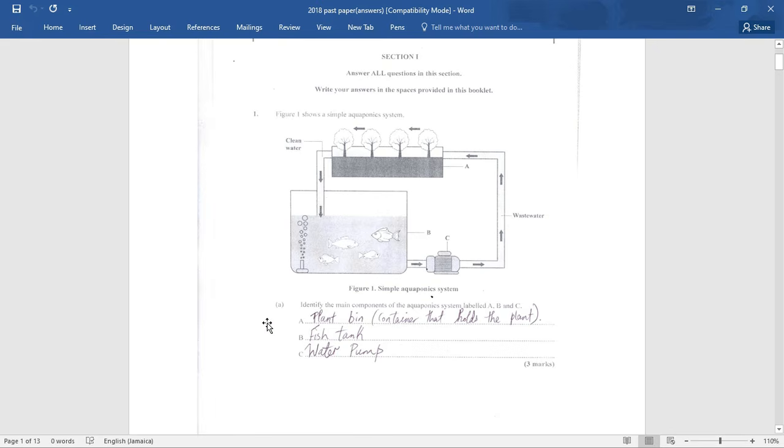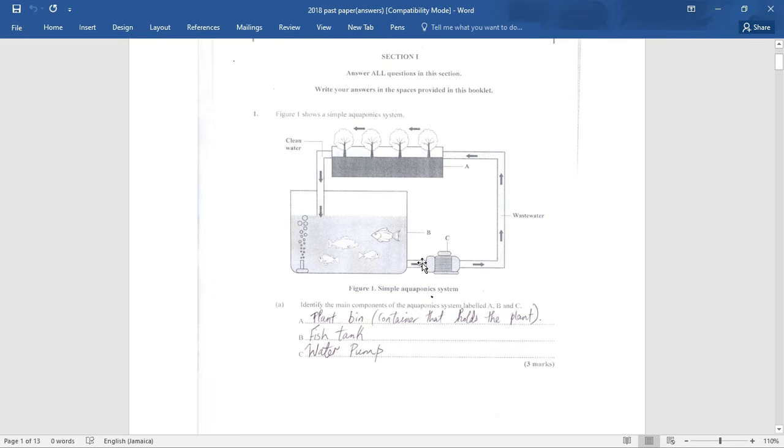Identify the main components of the aquaponics system labeled A, B, and C. So here, A is the bin with the plants. A is the plant bin, the container that holds the plants right here. And B is the fish tank right here. And C is the water pump.